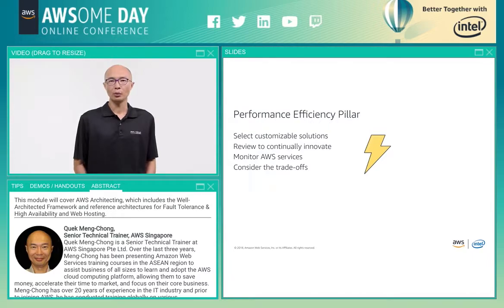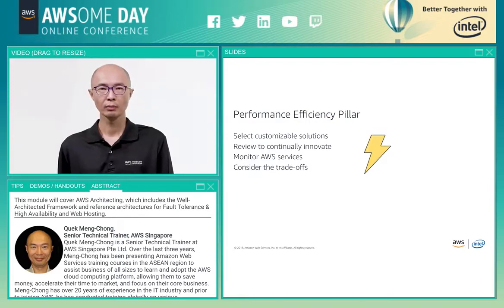With AWS, resources are virtualized and allow you to customize your solutions in many different types and configurations. With review, you can continuously innovate your solutions and take advantage of the newer technologies and approaches that become available. Any of these newly released services or features can improve the performance efficiency of your architecture.